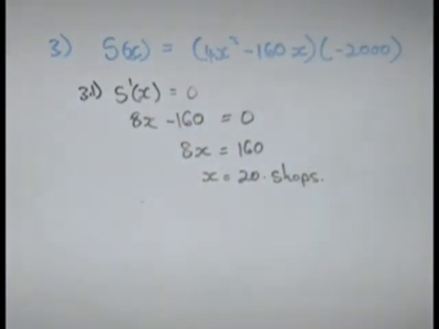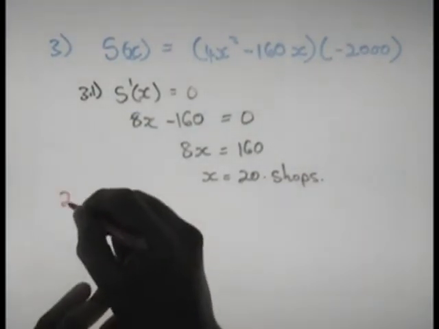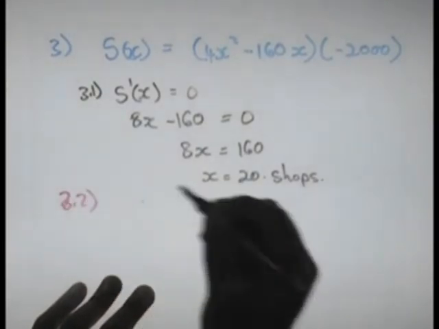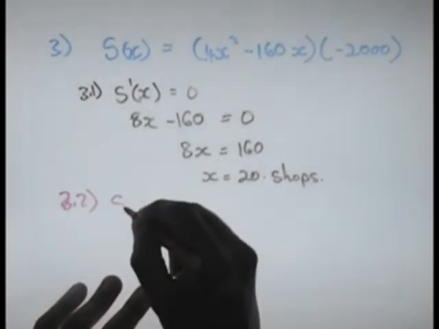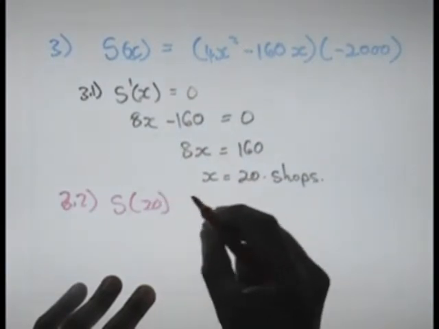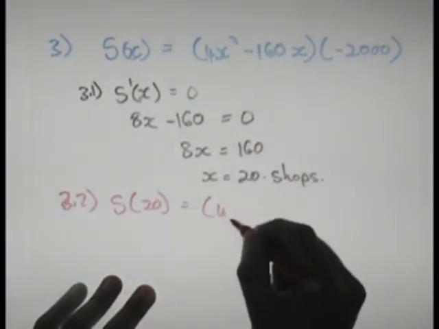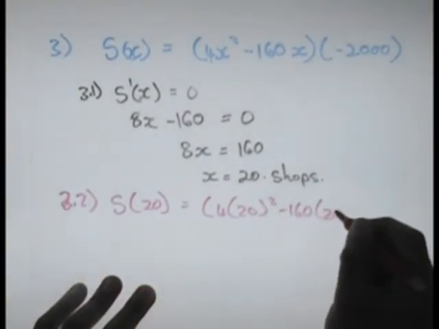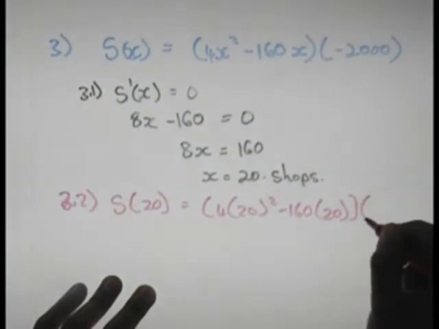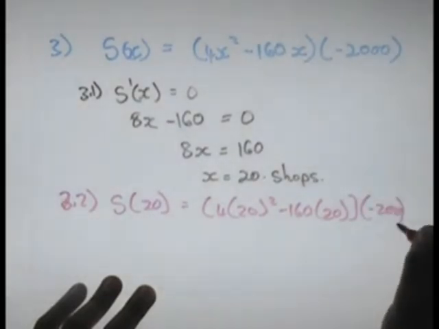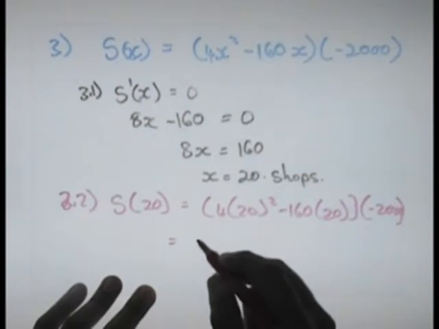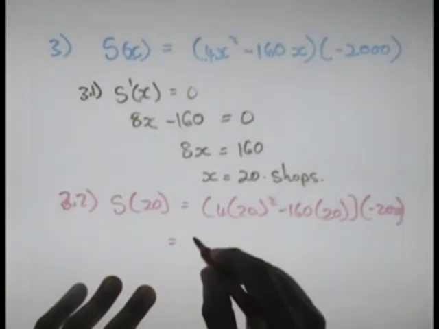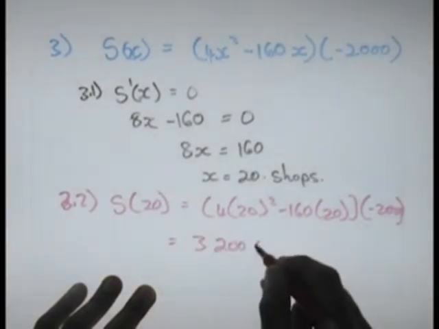Now I ask, what is the maximum amount of shoppers? Basically, I'm looking for the amount of shoppers that will come about when we have 20 shops. That will be S of 20, which will equal 4 times 20 squared minus 160 times 20, all of that minus 2000, and that will give us an answer of 3,200,000.